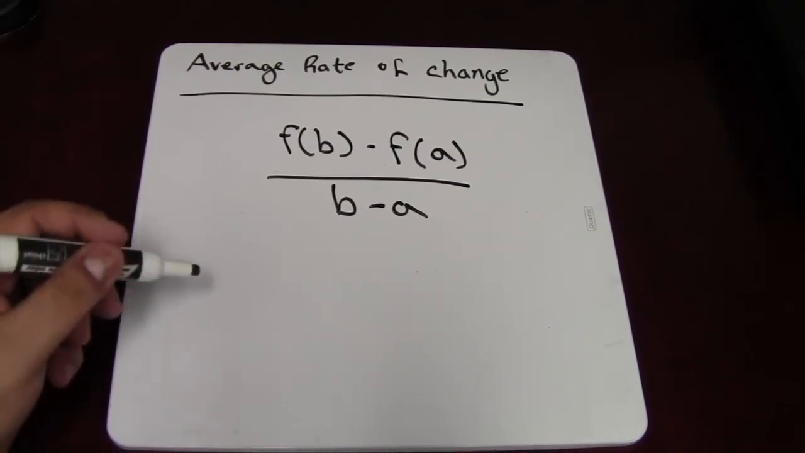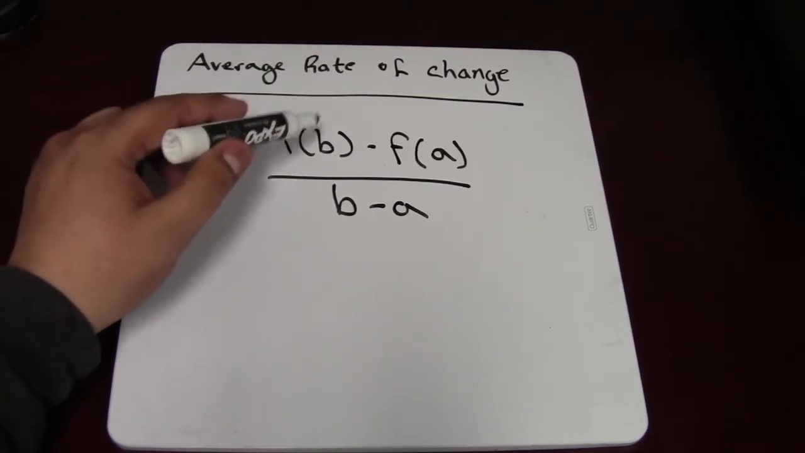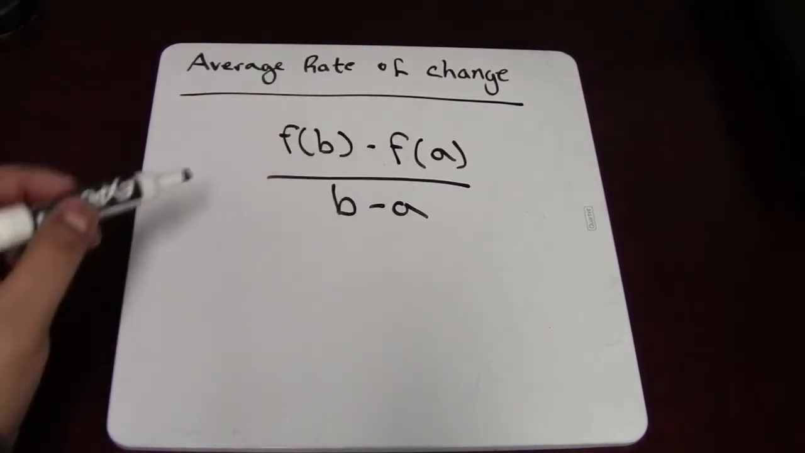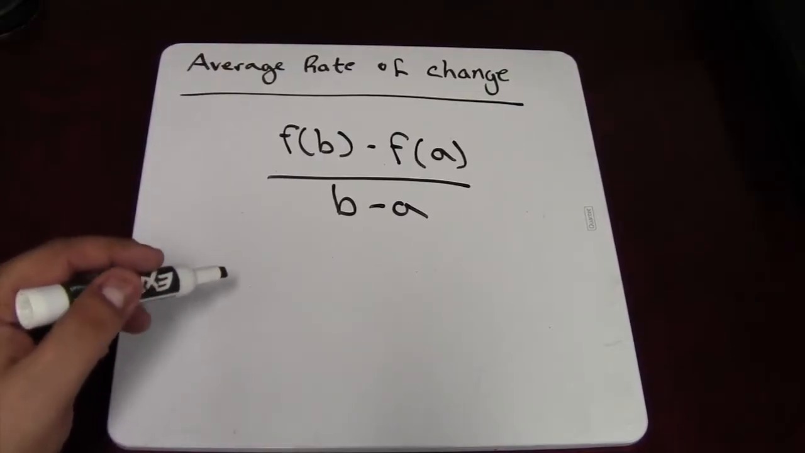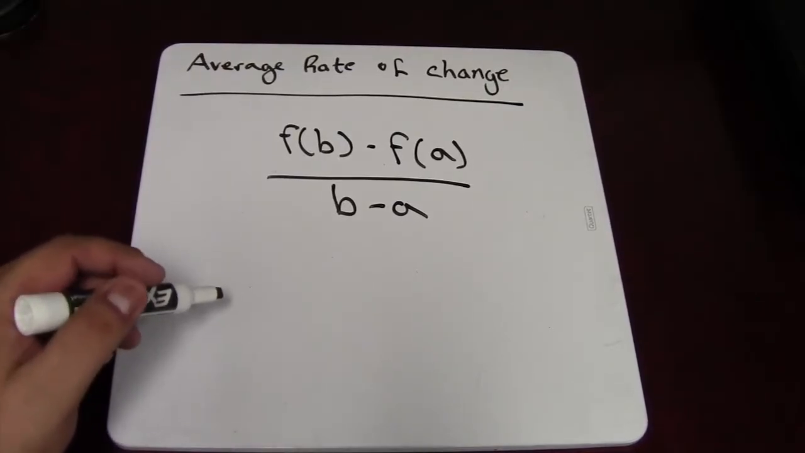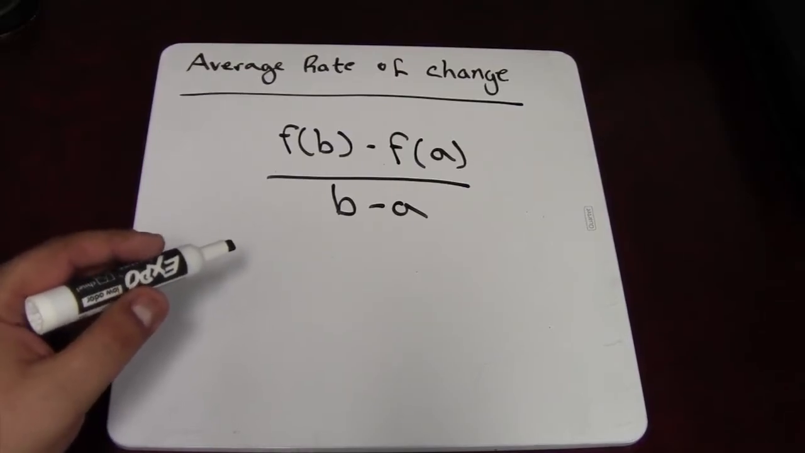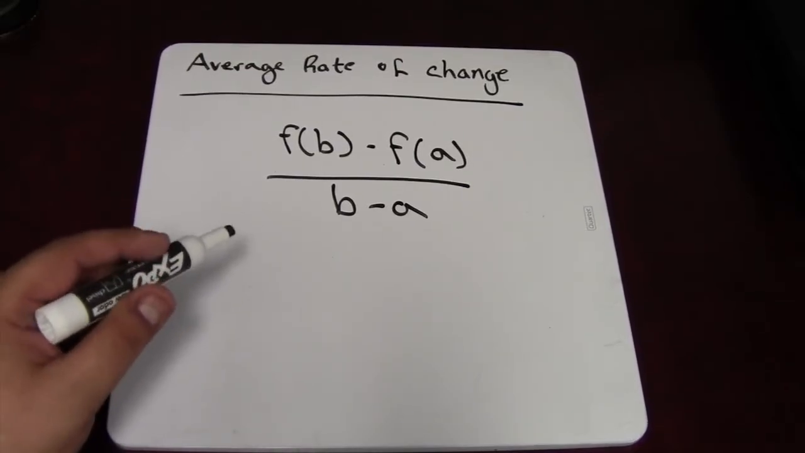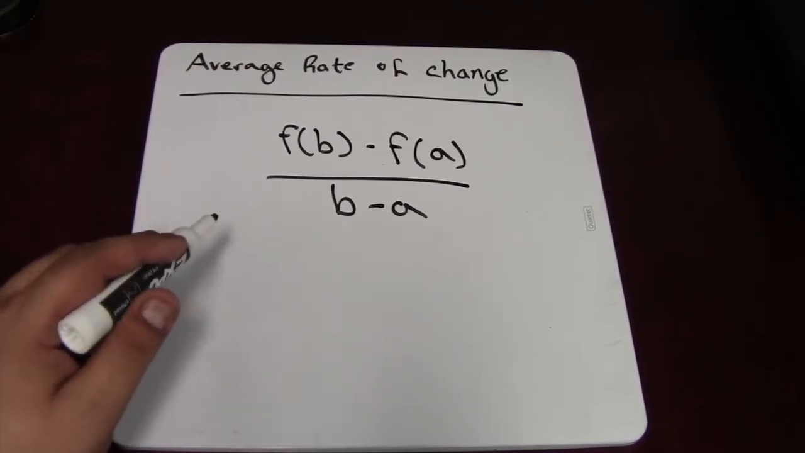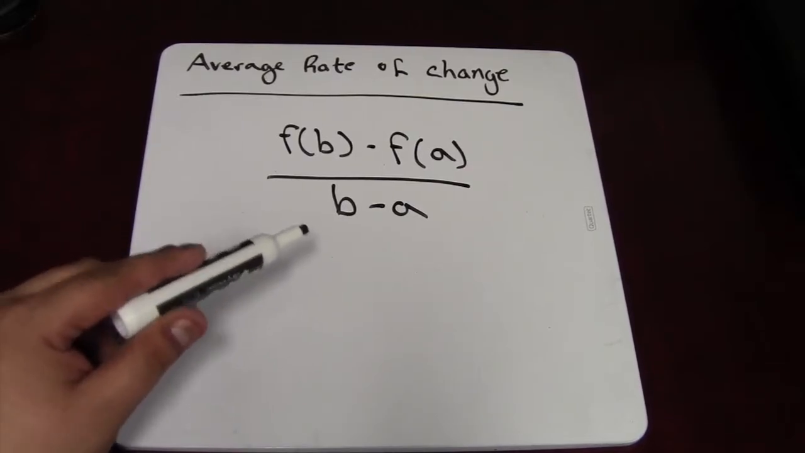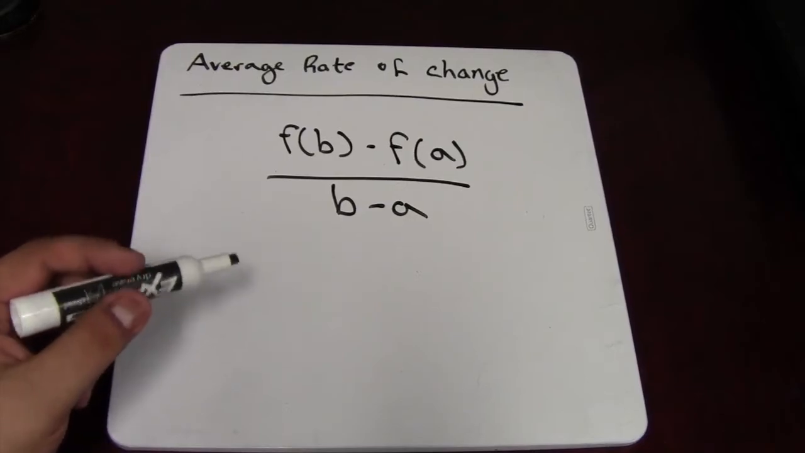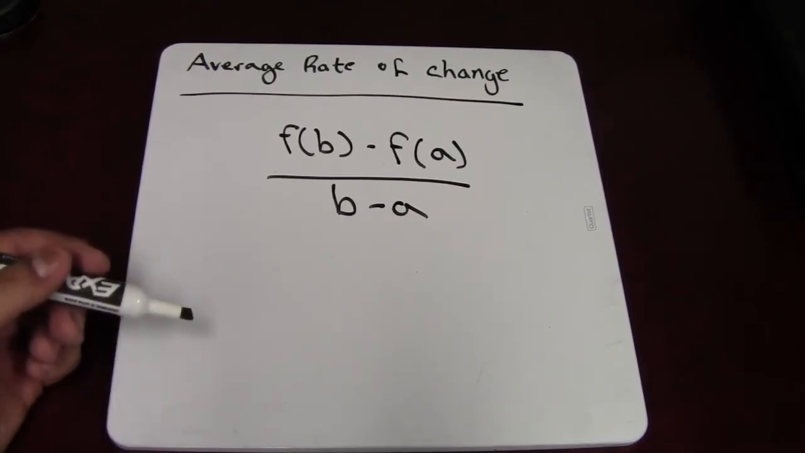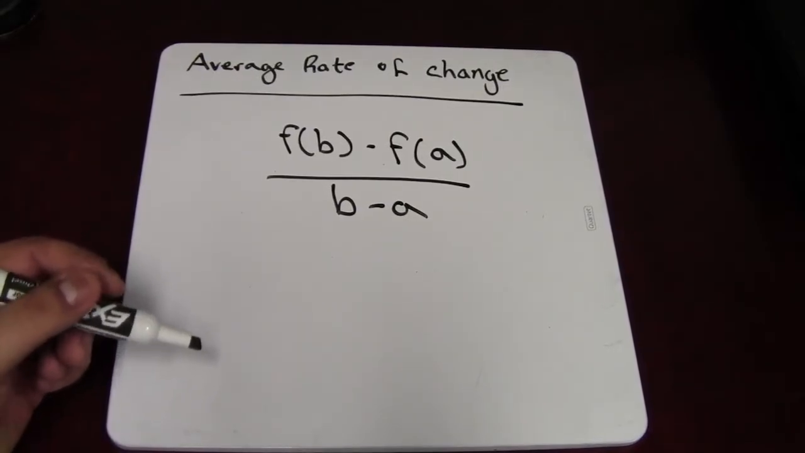In fact, you can think of this as y2 minus y1 over x2 minus x1. It's a very similar concept here. The difference is we're dealing with functions, and a lot of times you'll have word problems that try to find the average rate of particular functions that you're given based on a time interval or any type of interval, but some sort of interval.